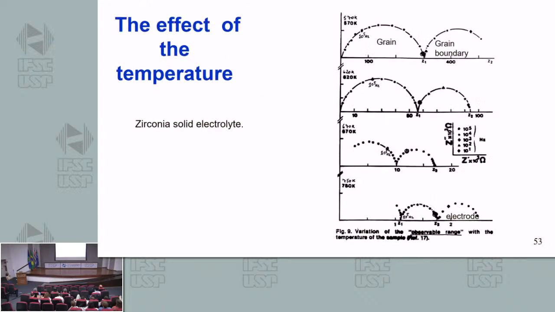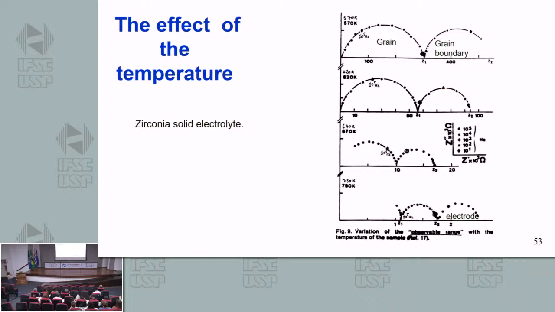This is also an old graph, but I like it very much. These were old times when the equipment had no big frequency range. So look at what is happening. This is a zirconia solid electrolyte, a classical zirconia solid electrolyte to be applied in fuel cells as an oxygen conductor. At this temperature, we have grain and grain boundary. Then we increase the temperature. Here the grain boundary semicircle is not complete. We increase from 570 to 620, and we have both semicircles completed, because frequencies are shifting to the right.